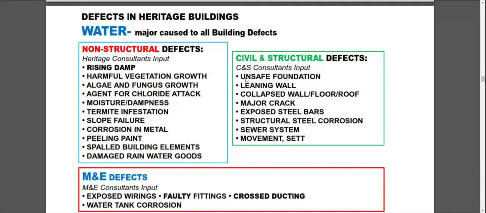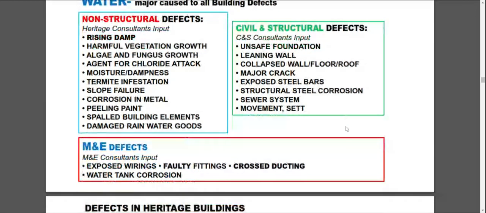While for the structural defects, it may cause an unsafe foundation, leaning wall, collapsed wall, floor or roof, major cracks, exposed steel bars, structural steel corrosion, and sewer system movement.